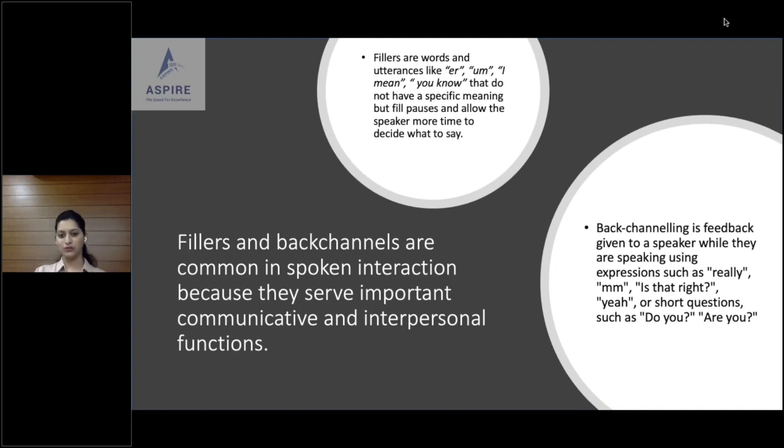So what are fillers? Fillers are words or utterances or sounds like mm and uh. They don't have a specific meaning, but they fill pauses and allow the speaker more time to decide what to say next. And back channeling is the feedback given to a speaker while they're speaking. Here are a few examples of back channels: really, is that right? Do you? Or are you?